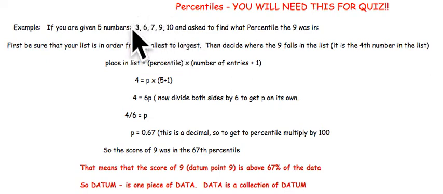Does that make sense? So if we want to know 10, we'd have to do the same formula and we find out how much of the data is below 10. Yeah, that about covers that up. Other than this little tidbit of information, so datum is one piece of data and data is a collection of datum. So it's just a little plural singular there for data and datum.